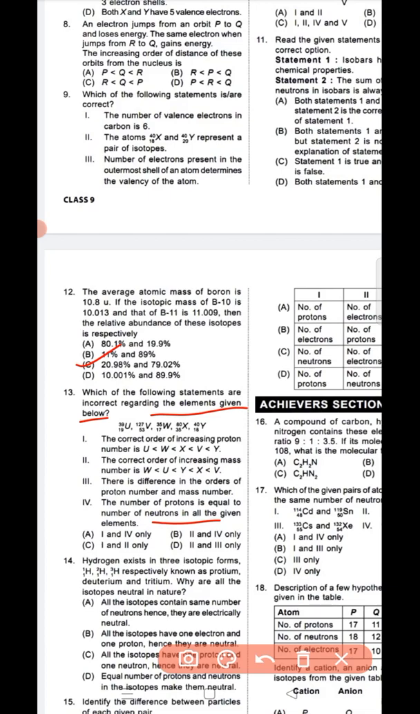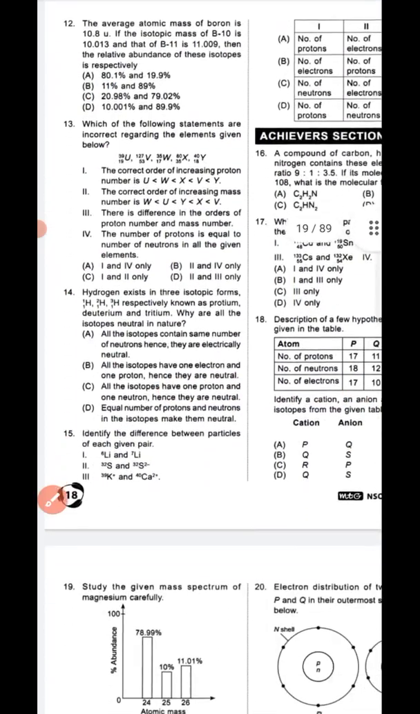So question number 13, option A is the correct answer. 1 and 4 are the correct answer. The correct order of increasing proton number is U less than W less than X less than V less than Y. This is the correct answer. Okay. Next we will see question number 14.